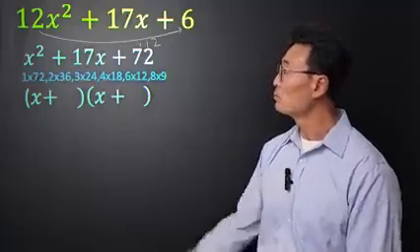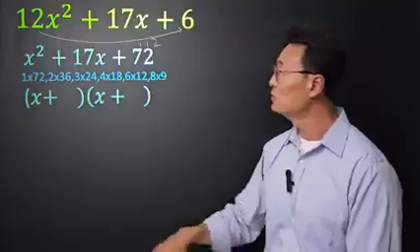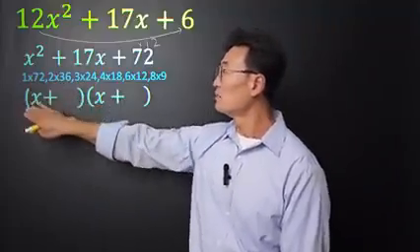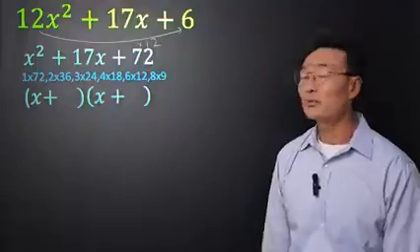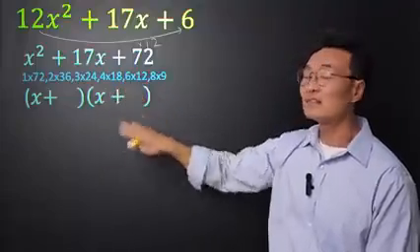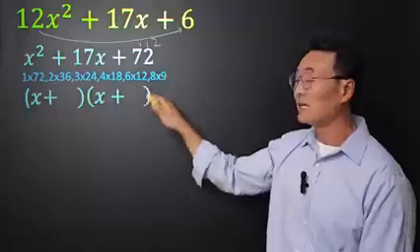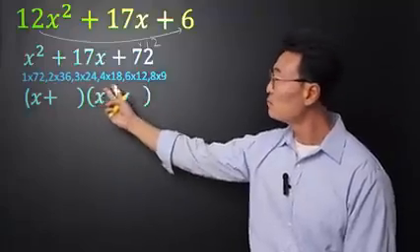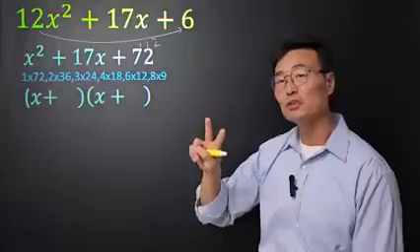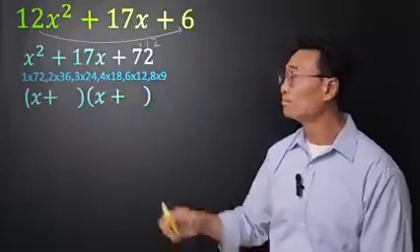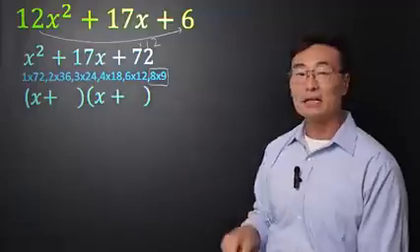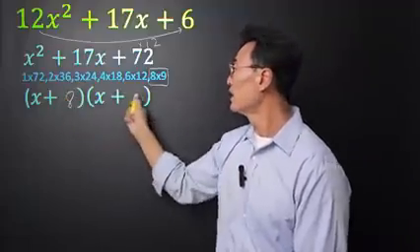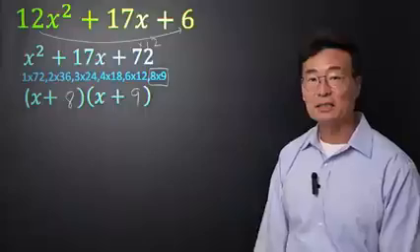First of all, the list of numbers that multiply to 72 are 1 and 72, 2 and 36, 3 and 24, 4 and 18, 6 and 12, and 8 and 9. Then of these pairs of numbers, what two numbers add up to 17? 8 and 9. So I'm going to put 8 here and I'm going to put a 9 here.